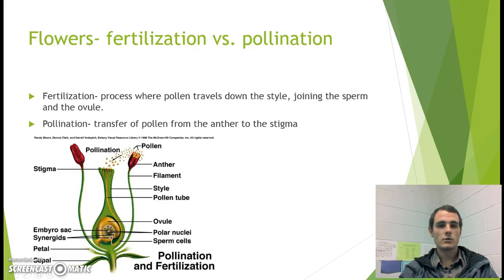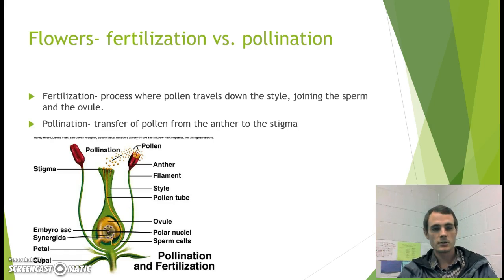Alright, so fertilization and pollination. Fertilization is the process where pollen travels down the style and the sperm of the pollen grain from the anther joins the ovule, which is located inside the ovary of the pistil. But before fertilization can happen, pollination must first happen. So it's the transfer of pollen from the anther to the stigma.